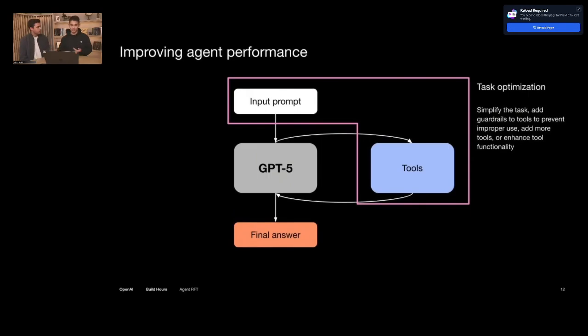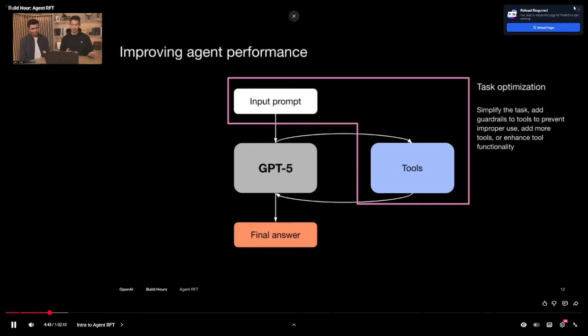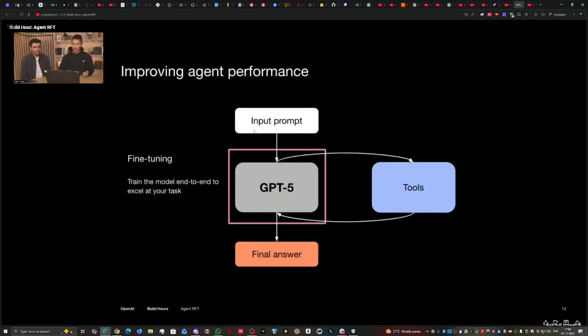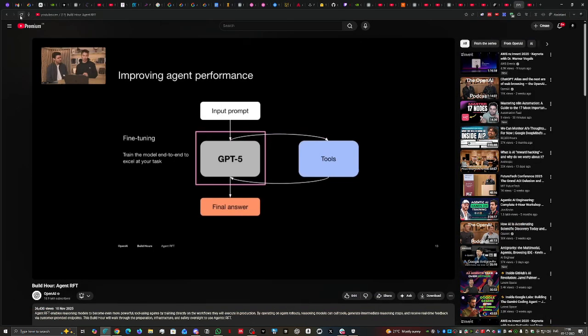Totally, yeah. There's a lot that you can do to improve the performance of the agent before you move to fine-tuning. But let's say you try all these approaches, but you still want better performance. That's where fine-tuning comes in. Fine-tuning is a way to train the agent end-to-end on your task to achieve even better performance. And what we're here to talk about today is agent reinforcement.